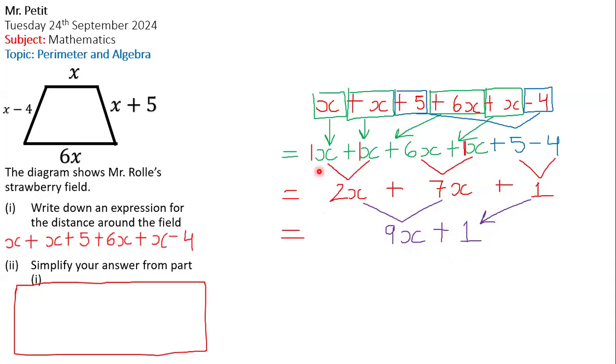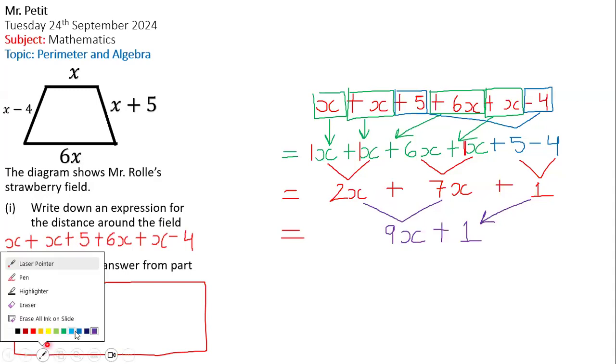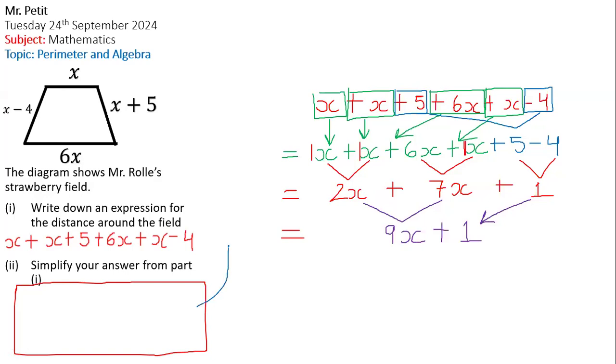Good evening, Mr. Petit. I understand the concept, but this box at the bottom here, are we supposed to draw where it says simplify your answer from part A? No, the box, I didn't have enough answer space. I didn't have enough space, so that's the answer here. Okay, you didn't put the answer there. Okay, no problem.